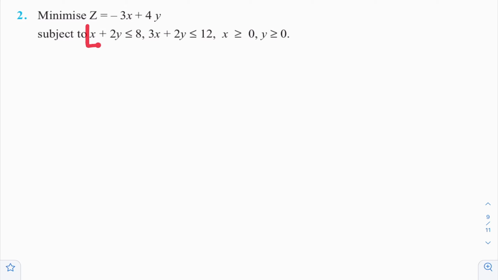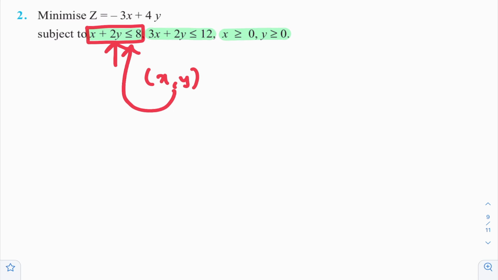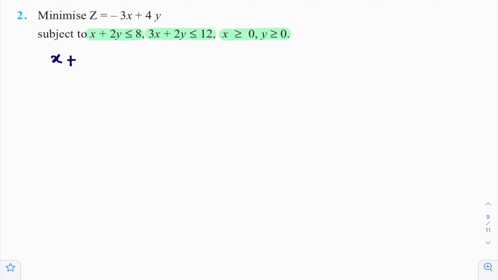If you observe here, there are 2 main inequalities. Now we need to graph these 2 inequalities. After that, if you observe x greater than or equal to 0, y greater than or equal to 0, it indicates that our graph will be in the first quadrant only. Graphing this inequality is nothing but finding the solution of this inequality, finding the values of x and y which satisfy this inequality. First, I'll draw the graph x plus 2y equal to 8.